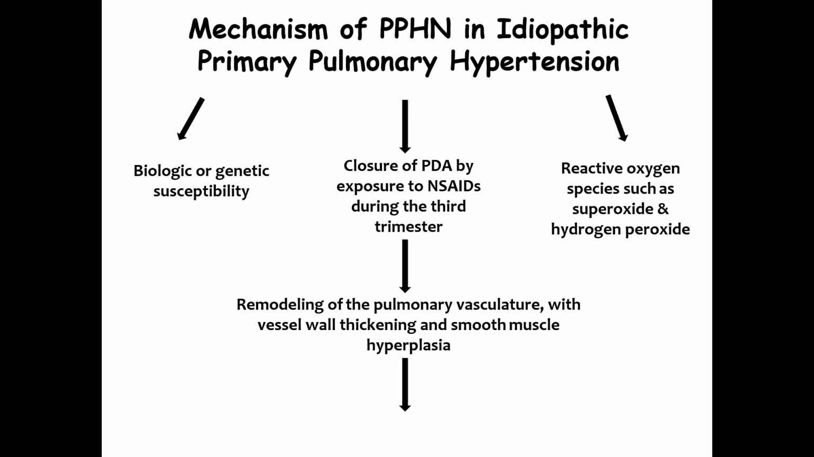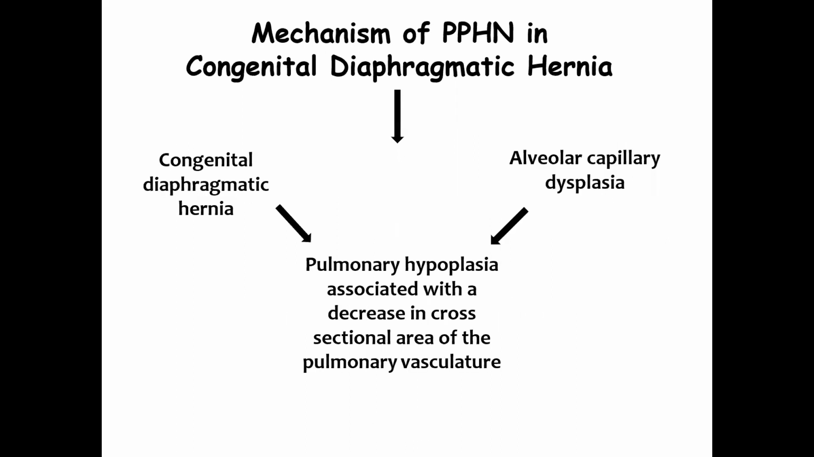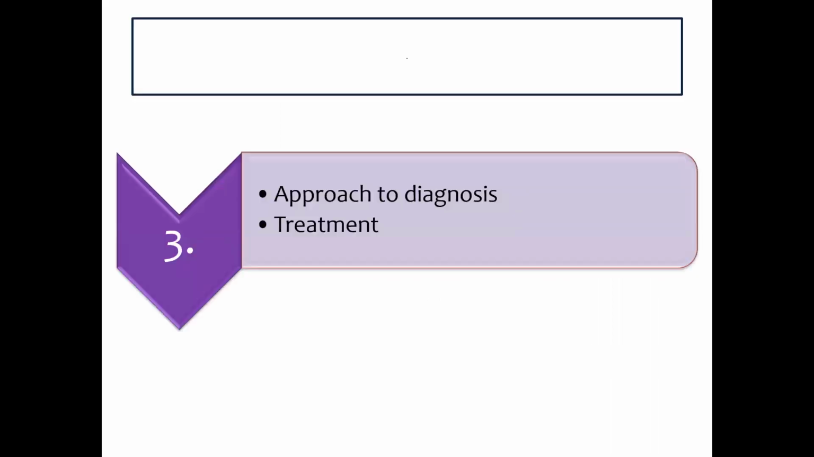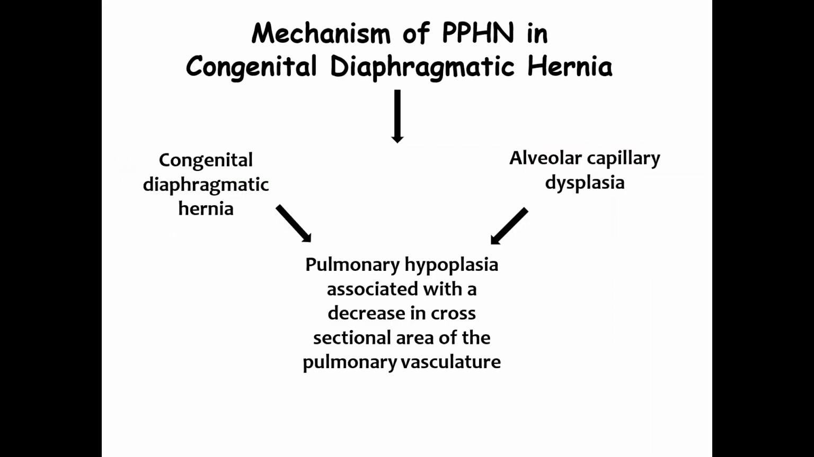And these mechanisms in turn can lead to pulmonary vascular remodeling, vessel thickening, and smooth muscle hyperplasia. In CVH, as we already discussed, there is pulmonary hyperplasia associated with pulmonary vascular surface area being lesser due to a decrease in the effective pulmonary vascular cross-sectional surface, which is available due to decreased branching of the pulmonary vessels. And this may also happen with alveolar capillary dysplasia.